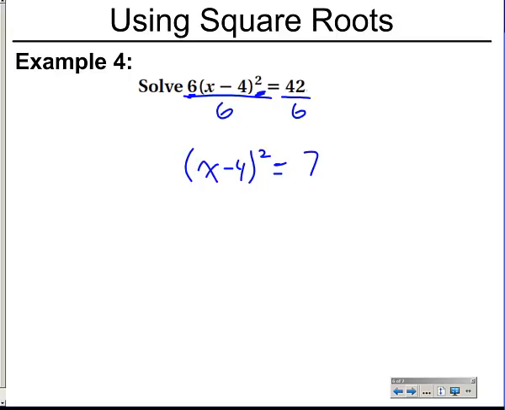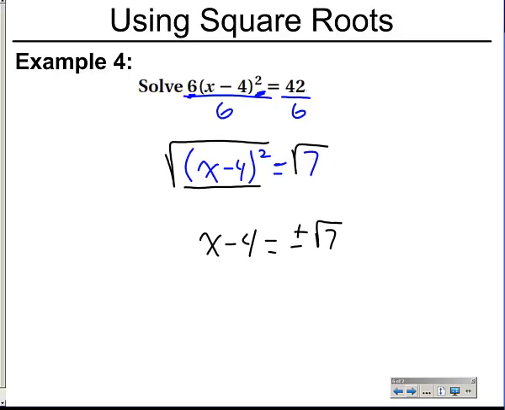Now, your first instinct might be to actually try to square this entire binomial out. But doing so will make this not usable for square roots. Since this entire thing has a square on it, we can undo that by taking the square root of the left side and the square root of the right side. So now we'll have just x minus 4 equal to plus or minus the square root of 7. I'm going to leave that as plus or minus the square root of 7 for now, because I'm not done solving; I don't have x by itself.